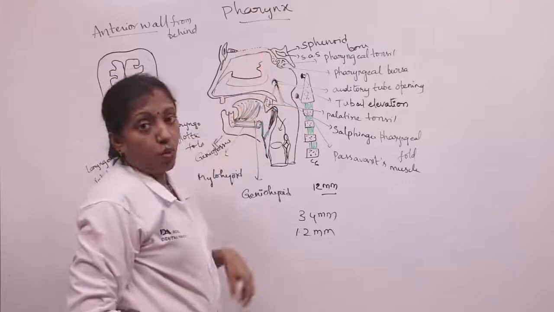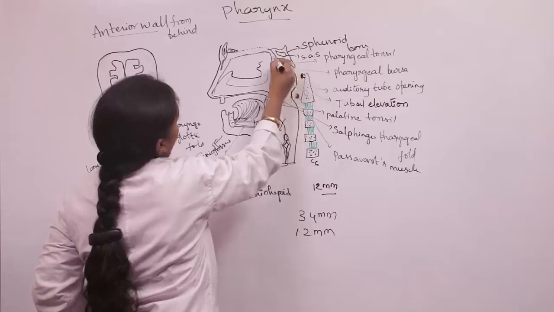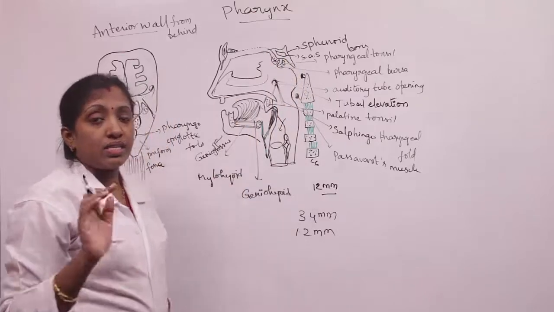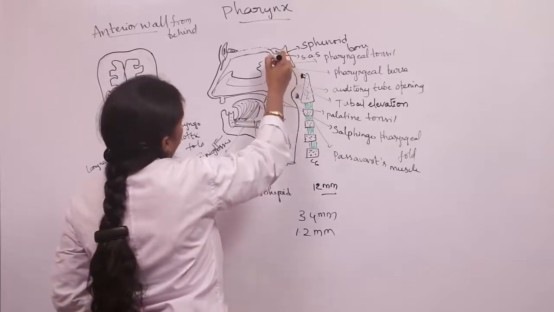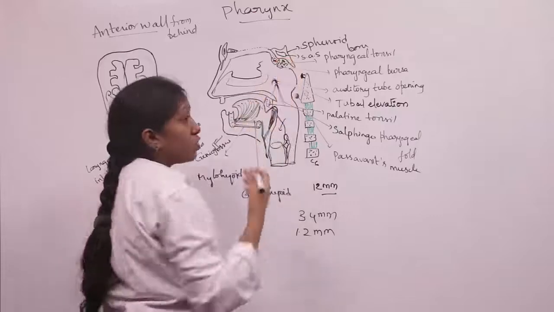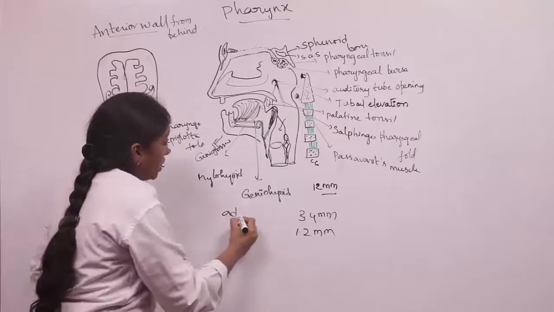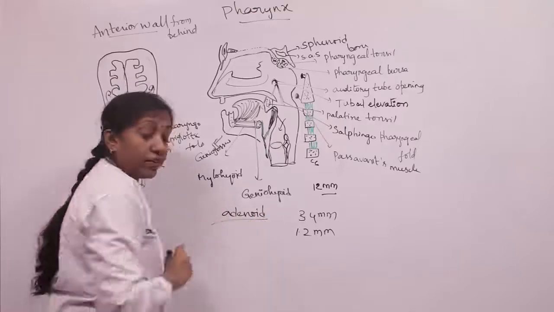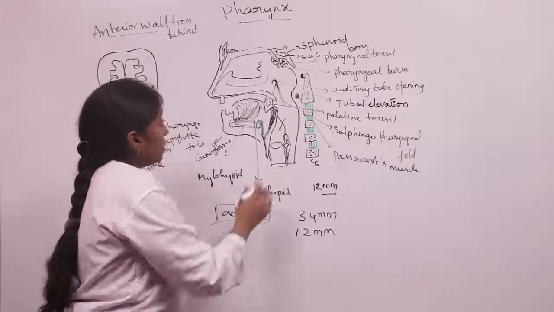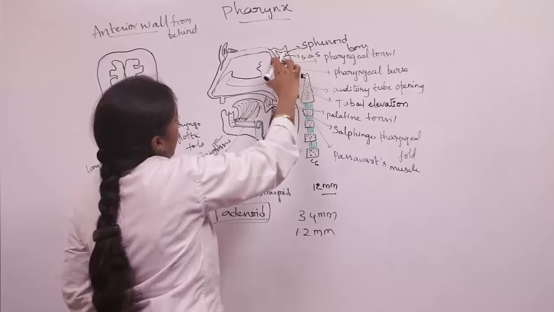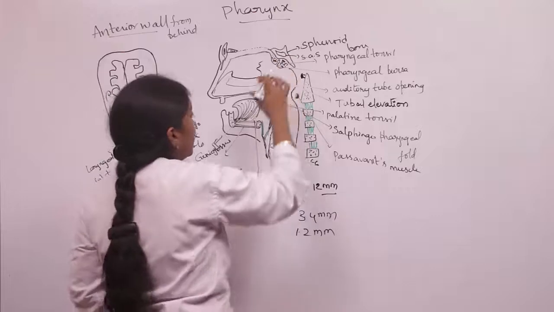In the roof and posterior wall, we are able to see the nasopharyngeal tonsil. The nasopharyngeal tonsil is nothing but an aggregation of lymphoid tissue. Sometimes this nasopharyngeal tonsil swells due to infection, and we call it adenoid. This adenoid blocks the nasal passage, so mouth respiration becomes obligatory if adenoid swelling takes place.